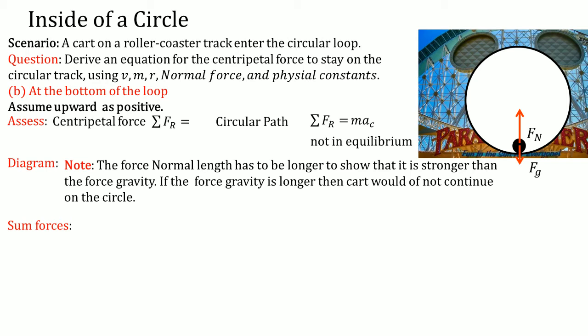Let's do the summation of the forces. It would be the summation of Fr equal to Fn minus Fg, again because we take upwards as positive. That's why the Fn is positive and the Fg is negative. If I solve, I can now make the substitution in here. Okay? And there you go.